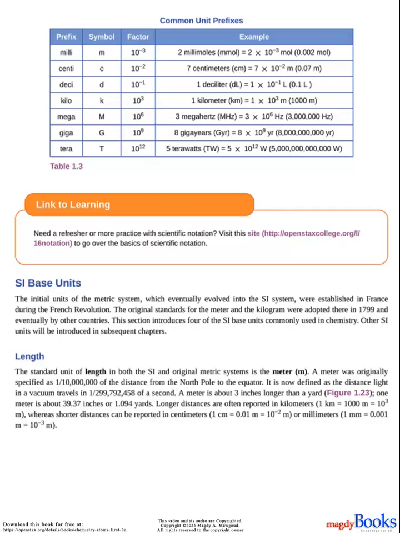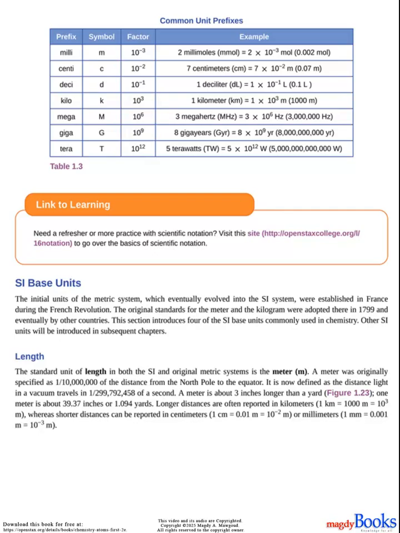A. Length. The standard unit of length in both the SI and original metric systems is the meter, m. A meter was originally specified as 1/10 million of the distance from the North Pole to the equator. It is now defined as the distance light in a vacuum travels in 1/299,792,458 of a second. A meter is about 3 inches longer than a yard, figure 1.23. 1 meter is about 39.37 inches or 1.094 yards.